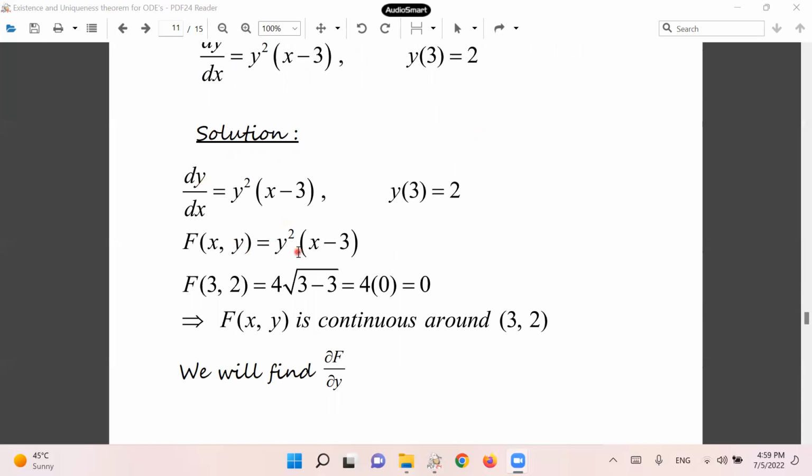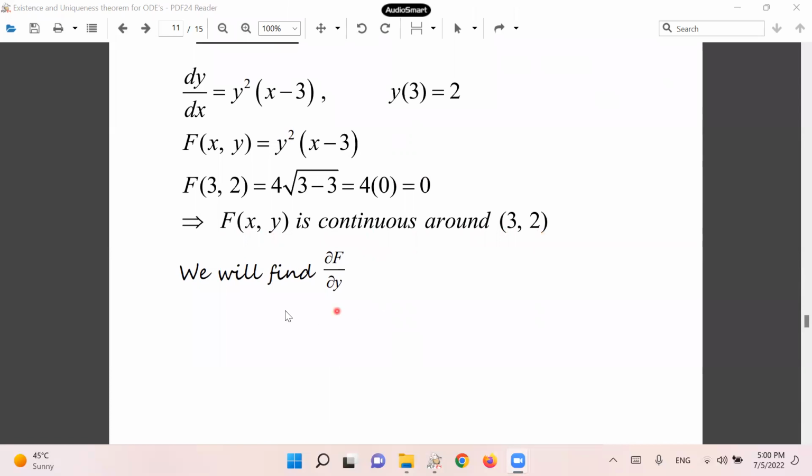It is equal to y square into x minus 3. And the initial conditions are x equals 3 and y equals 2. So we substitute the values of x and y in this equation, and we get it equal to 0. So 0 is a real value. This means that the function f of x and y is continuous around this point (3, 2).